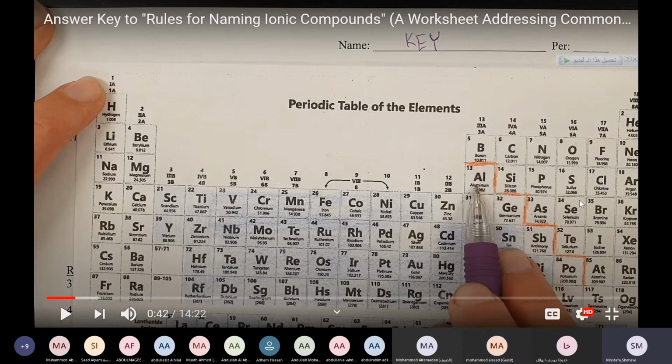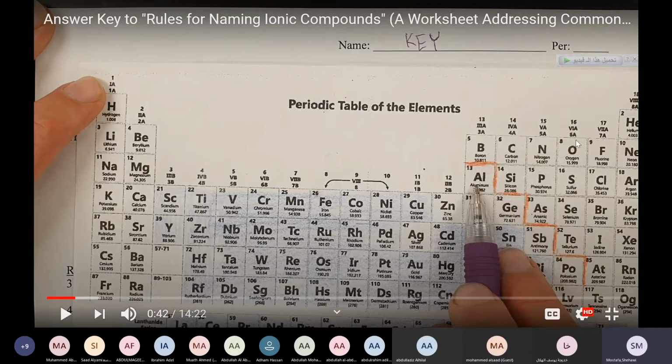You have to save their names, yes. You have to save their symbols, yes. You have to know the name and symbol. Boron has the symbol B. Beryllium has the symbol Be. Magnesium, Mg. You have to save that. Calcium, Ca, C capital and a small. All the time, the first letter is capital, the second is small.